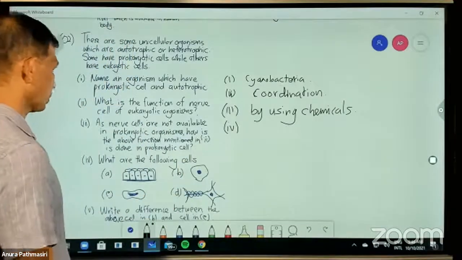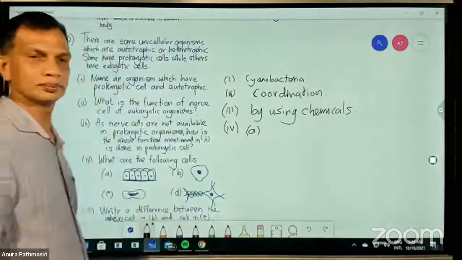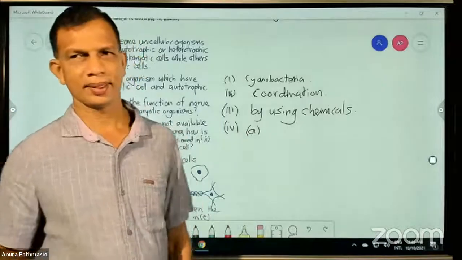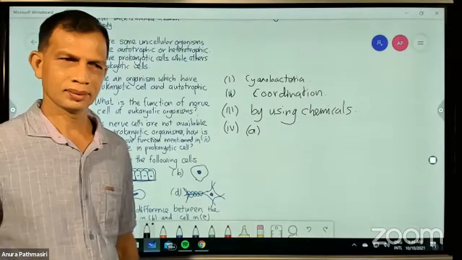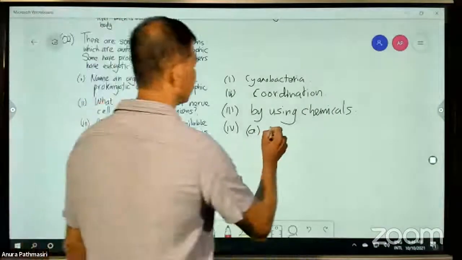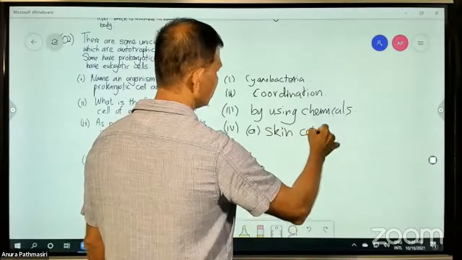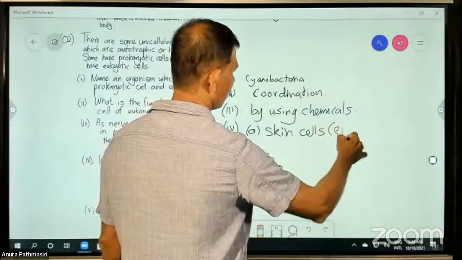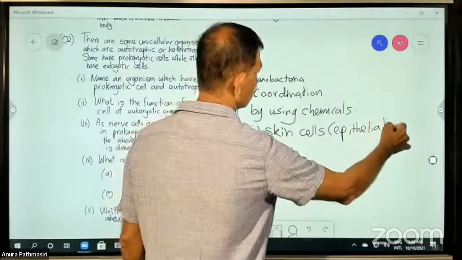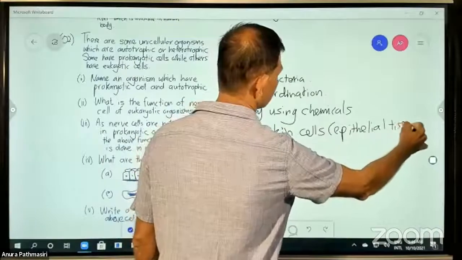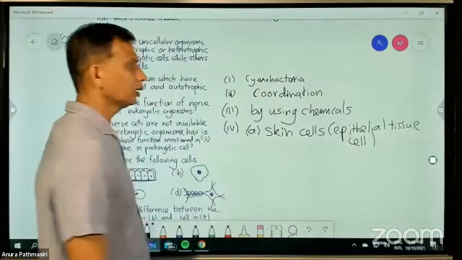What are the following cells? A. Skin cell. Yeah, skin cell, like that. But if you give me a better answer, epithelial tissue cell.